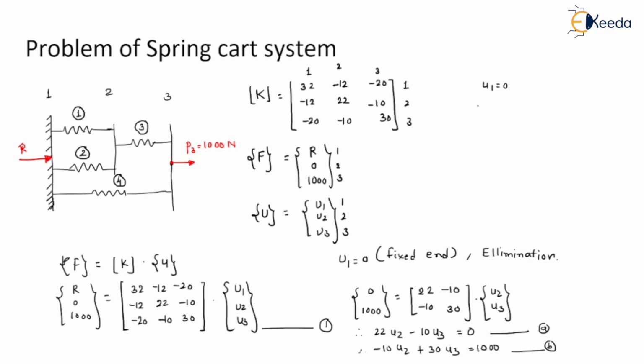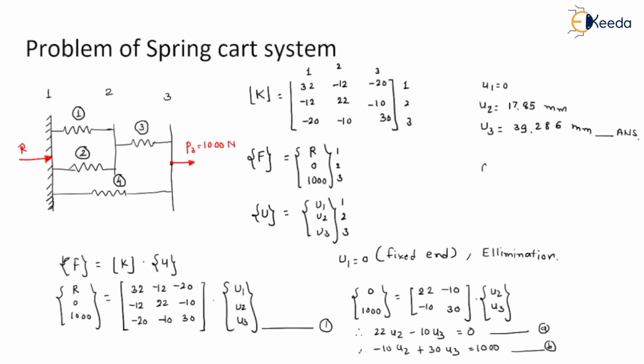We will get u1 is 0, u2 we will get 17.85 mm, and u3 we will get 39.28 mm. So this is my first answer, the displacement we wanted to find out.